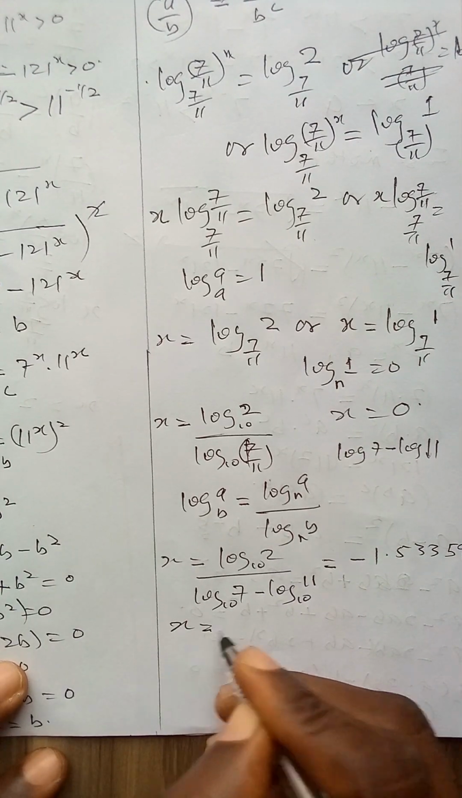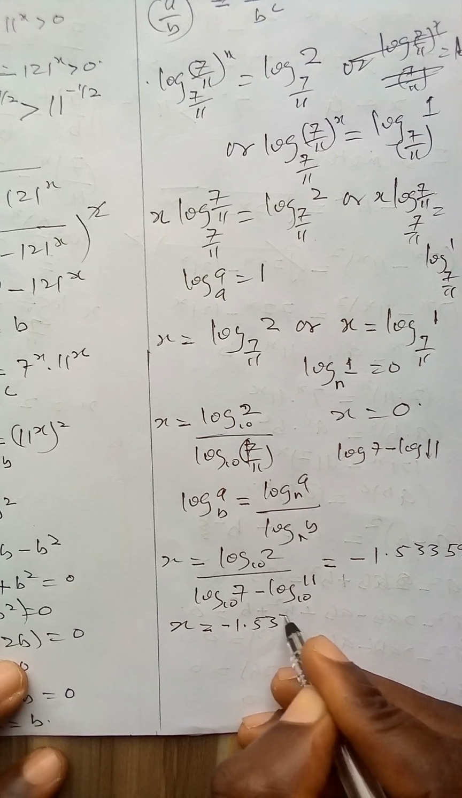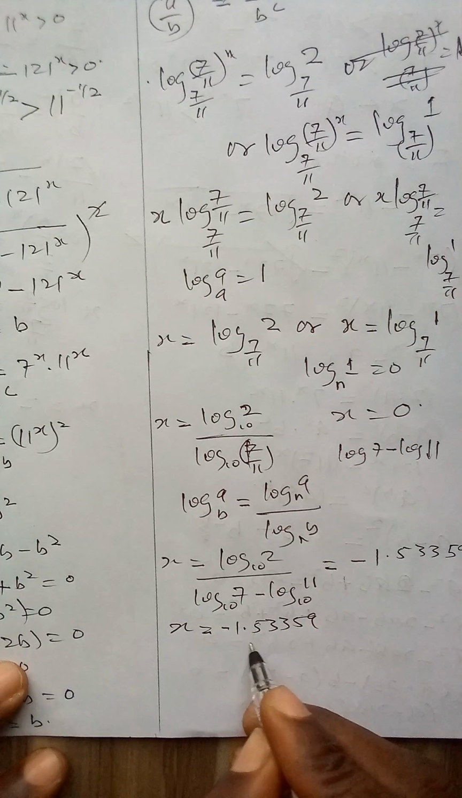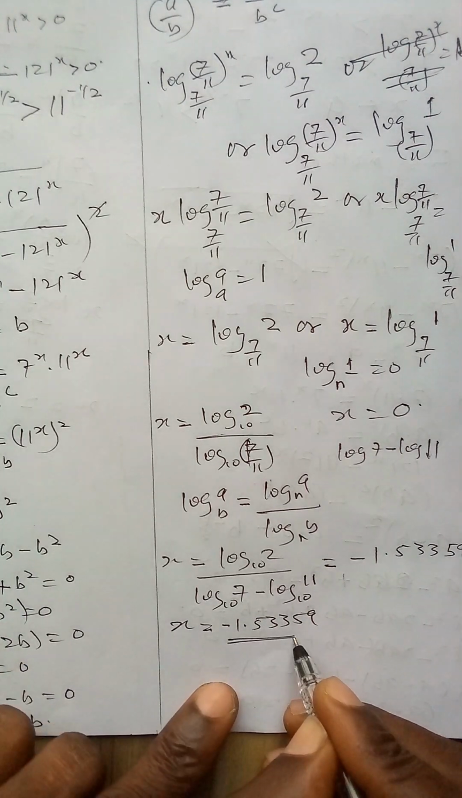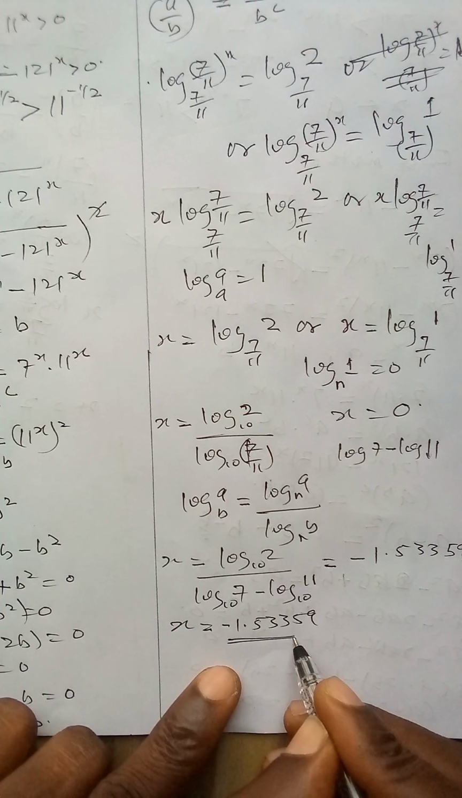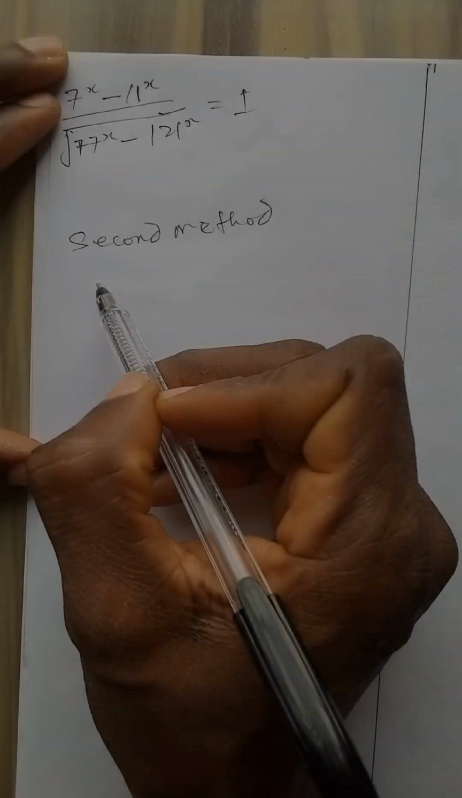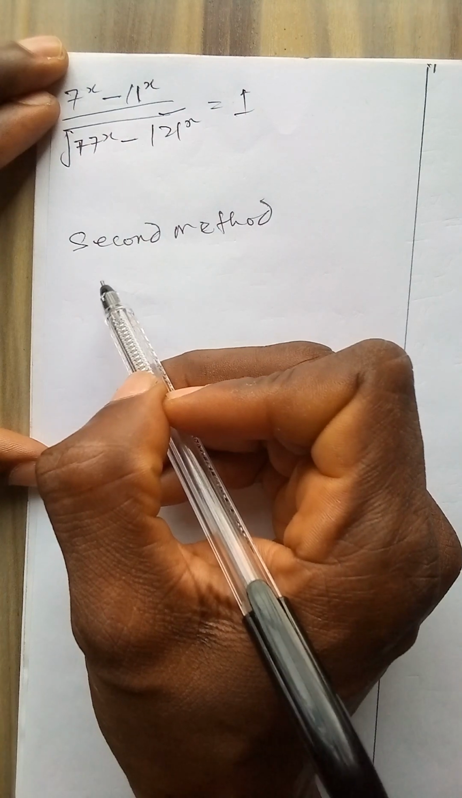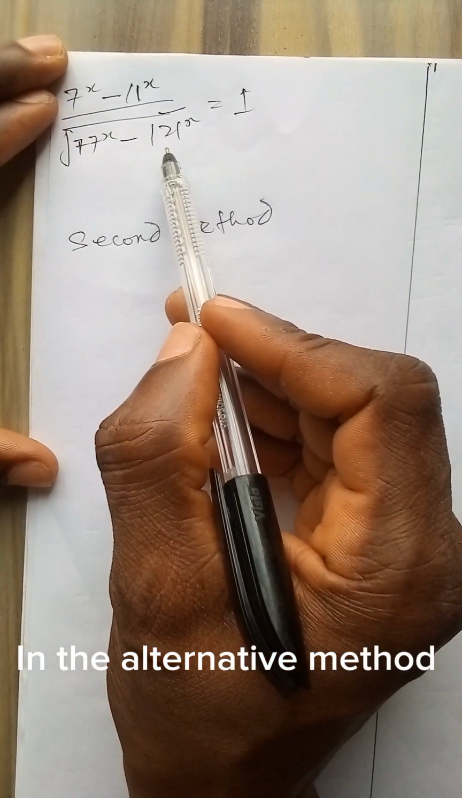So x is minus 1.53359. So we see x is a member of the set of negative rational numbers. Now for the second method, we are going to assume that the denominator is a complex number.